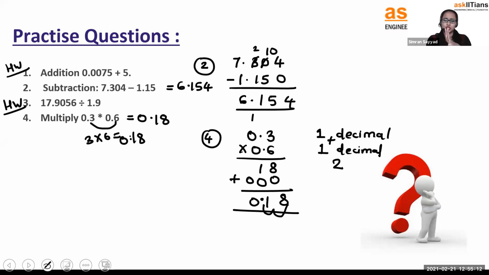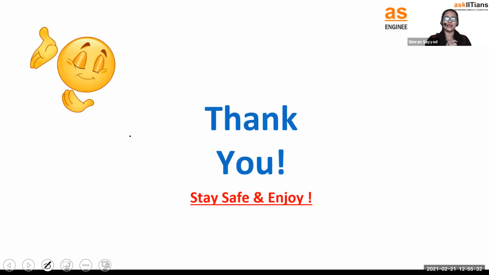Division is a little time consuming if you get a big number. But like here, what I have given you in homework, 1.9. So 1.9 is nothing but simply 19. You know the table of 19. So it is not going to take you that much time. Yes, dear students. Okay. Perfect. I think everything is clear to you. You have understood each and every concept.